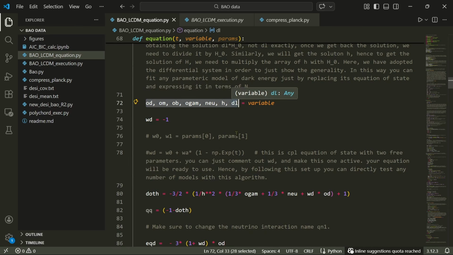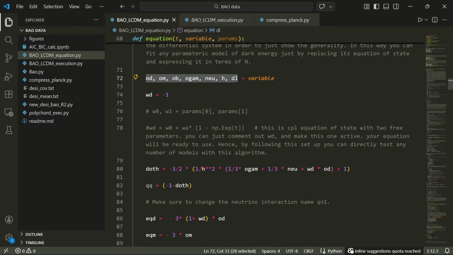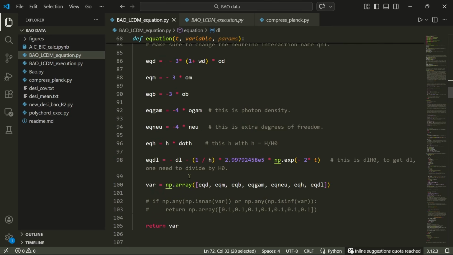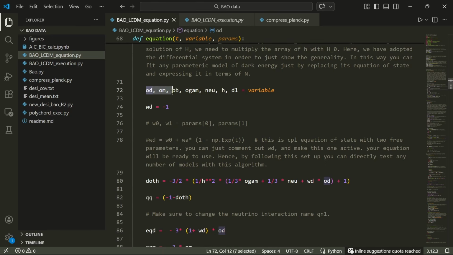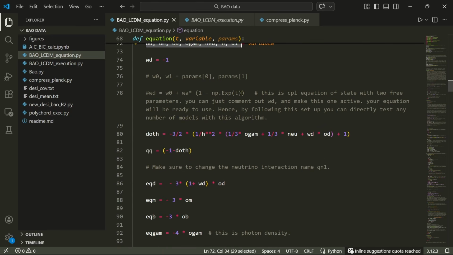Now you have to understand one thing: the order you have defined, when you are writing your equations, you are returning your variables. So the equation of d, equation of m, equation of b, all these things have to be in the same order as the way you have expressed your variables.